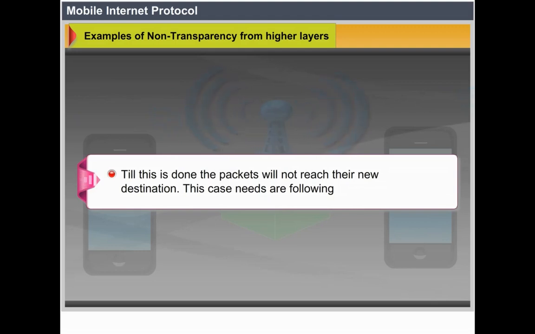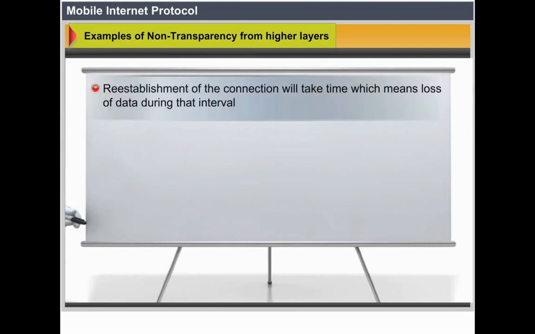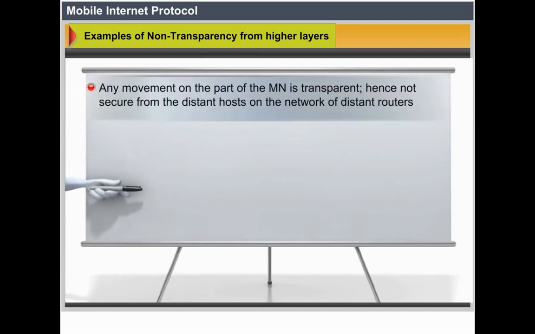This case needs the following. The reconfiguration messages for updating the routing tables have to share the same network and the given transmission rate. Re-establishment of the connection takes time, and this means loss of data during that interval. Any movement on the part of the MN is transparent and thus not secure from the distant host on the network of distant routers.